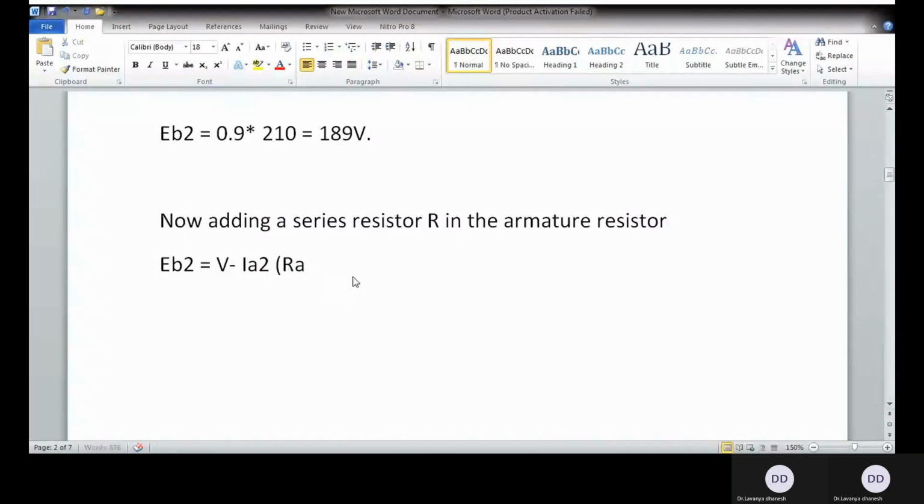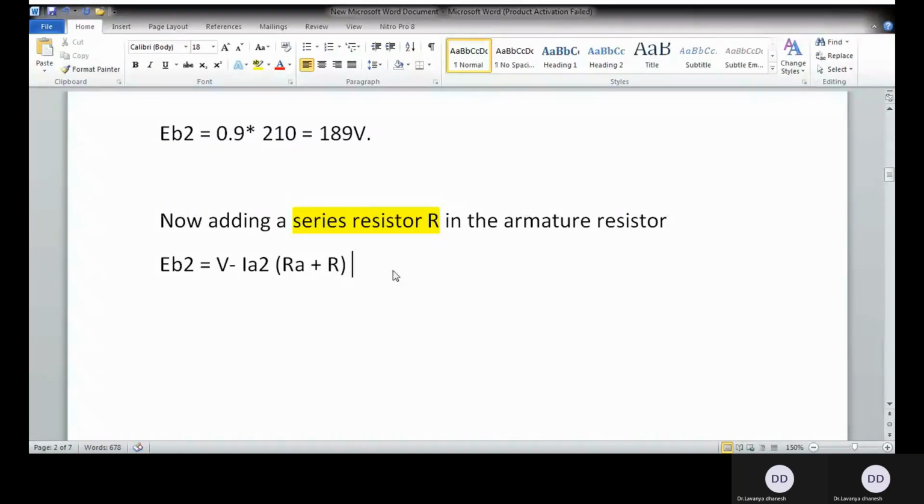RA plus. So what is the resistance you are going to find? Extra resistance. It is capital R. That's all, so we know all the values. EB2 we know, V we know, then IA2 and R, everything we know. So we can easily substitute and find the value of the extra resistance R.